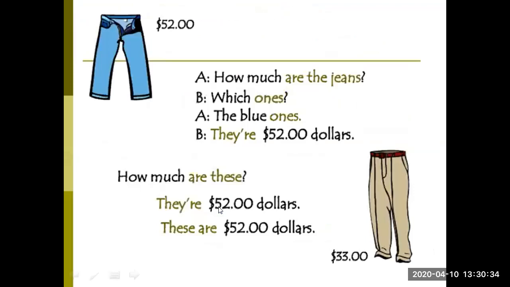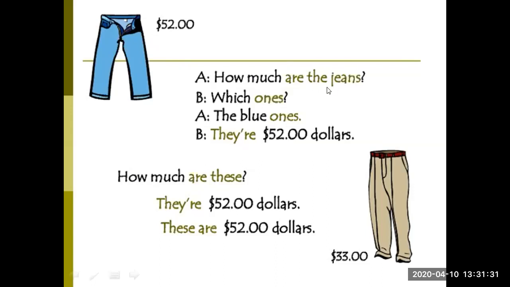Let's continue. Here we have a dialogue. How much are the jeans? By the way, the word jeans is always in plural form. It always takes an S, like jeans and shorts. So we say, how much are the jeans, or how much are these jeans? Which ones? This one or this one? When do we use which? Do you remember, when we have a choice, when we need to choose between two things? Which ones? The blue ones. They are $52.